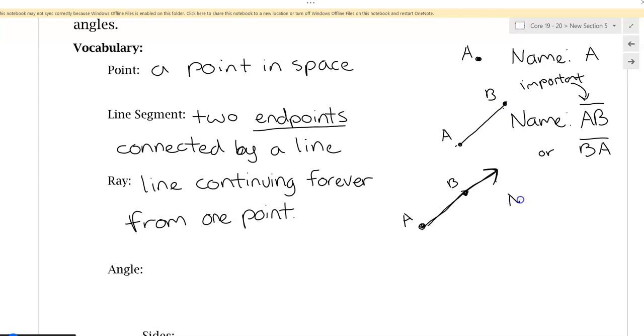Okay. And the name of this is AB. And just like this was just the line, and that's what we put over it, a ray has an arrow at the end of it. So we put AB, and we put an arrow on top of it. I cannot call this BA, because it only goes in this direction, right? It doesn't go this way. So this one only has one thing I can name it.